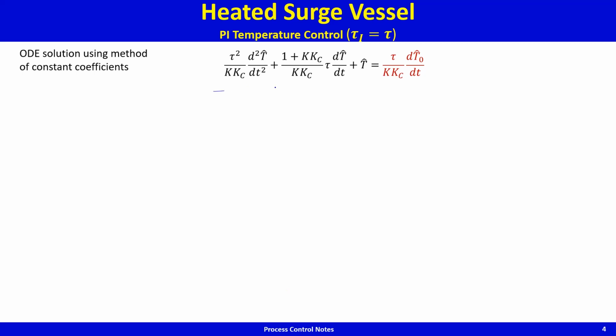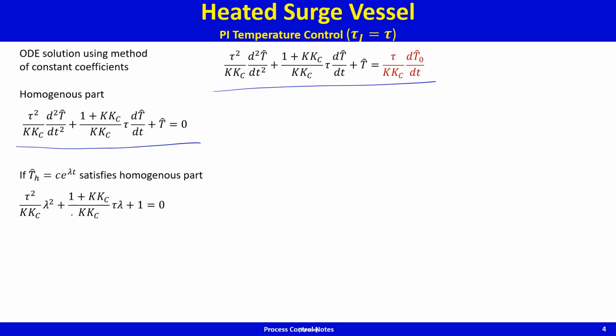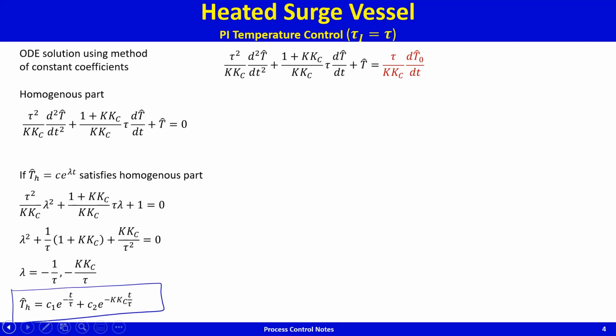So here's the differential equation. The homogeneous part is, put the right hand side equal to 0. The homogeneous part is satisfied by this equation, and if you substitute this into the homogeneous equation, you get the characteristic equation. This must be satisfied, and these are the two roots of this equation, and therefore the homogeneous part of the solution will look like this.